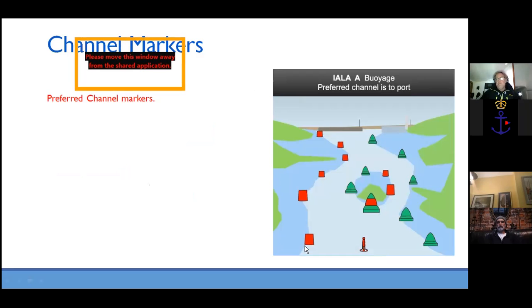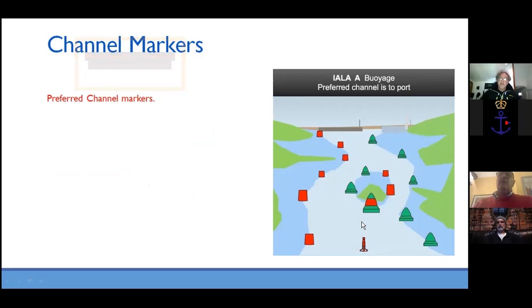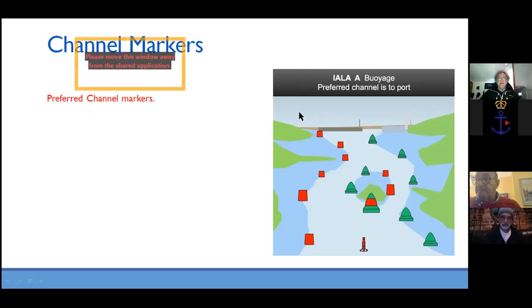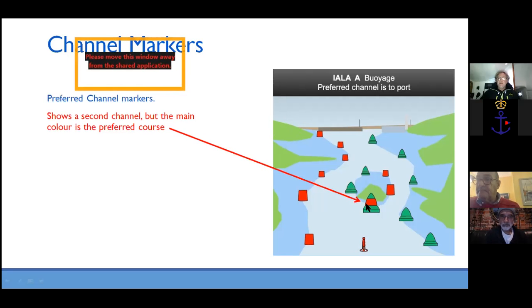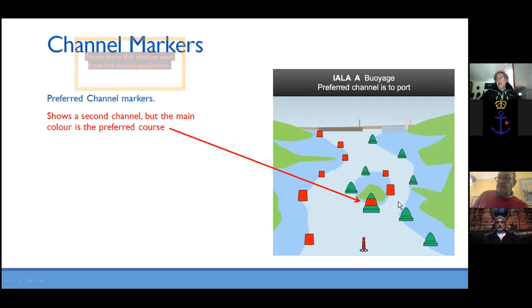Then if we look at our port channel marker, so this is IALA A, red cans on the port side, green cans on the starboard. If your channel splits like this, you've got a preferred channel marker, okay? This guy here, he's red and he's green. He's a green channel marker, he's a green cone, you see that? He's saying you prefer you go on this channel because I'm a green channel marker, that's my preferred channel. However, I'm also, for this little channel here, the red can for this little channel here.